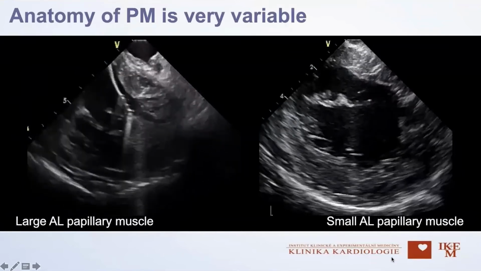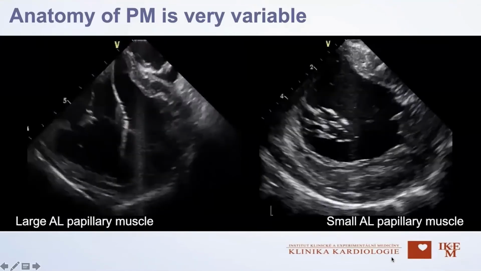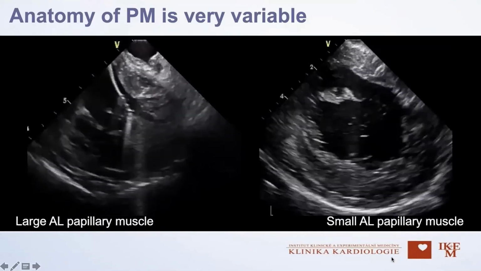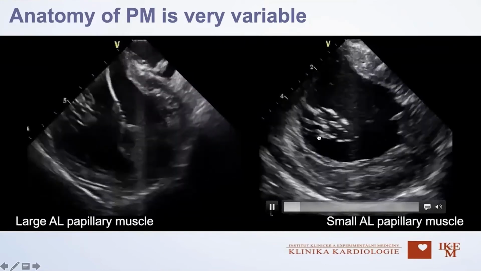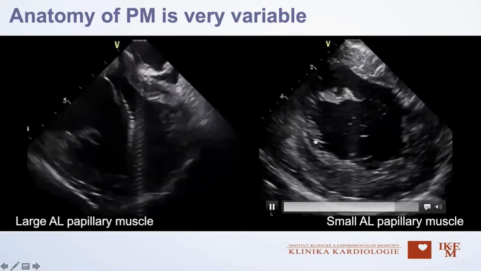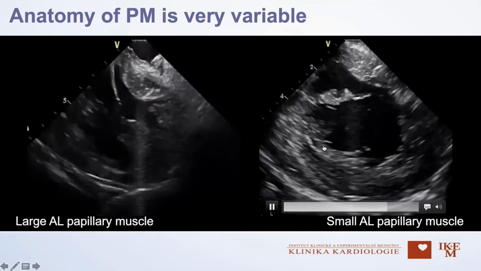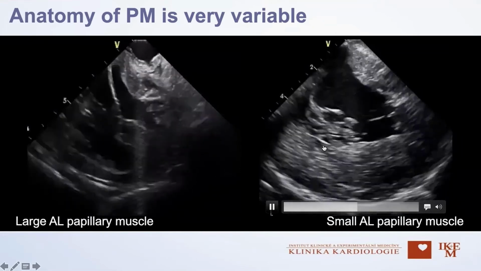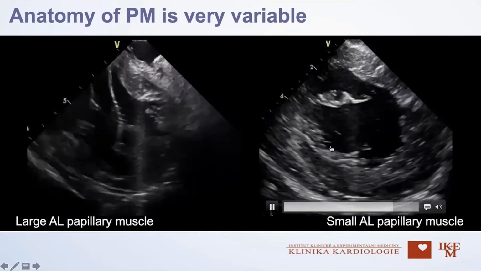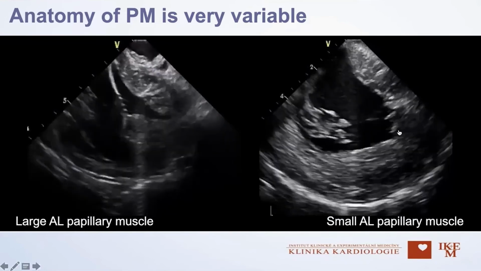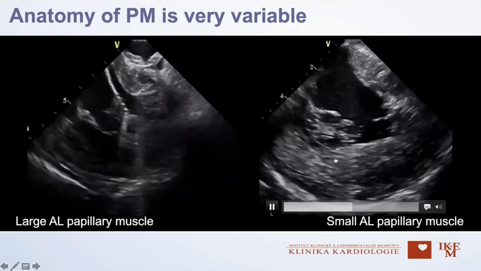When you use intracardiac echo, you see that the anatomy of papillary muscles is very variable. This is a large anterolateral papillary muscle on the left side. You see two heads, here on the right panel. You see quite a large area of attachment of the small anterolateral papillary muscle here, and here is a posteromedial papillary muscle coming a little bit into this picture.